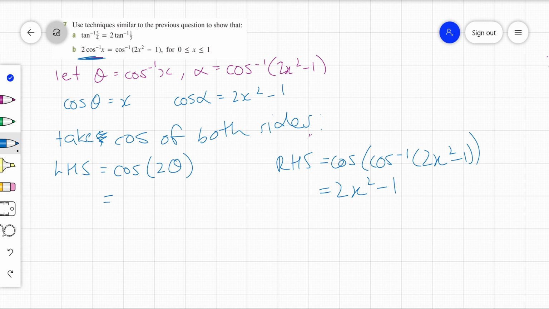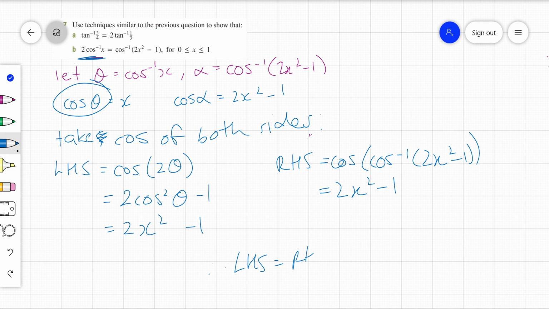Again, using the double angle formula, in terms of single angle cosines, this would be 2 cos squared theta minus 1. And if we have a look, cos theta is x, so this is 2x squared minus 1. So you see that the left-hand side does equal the right-hand side, therefore this does equal this. All right.